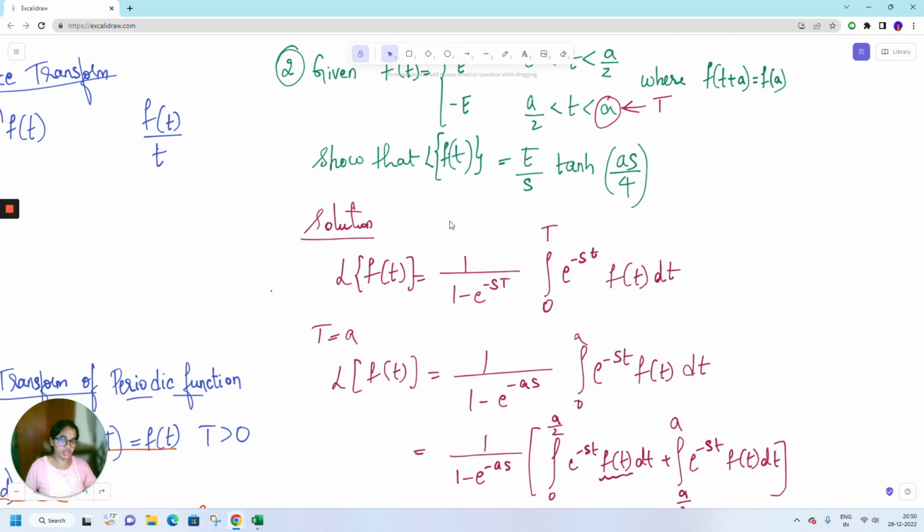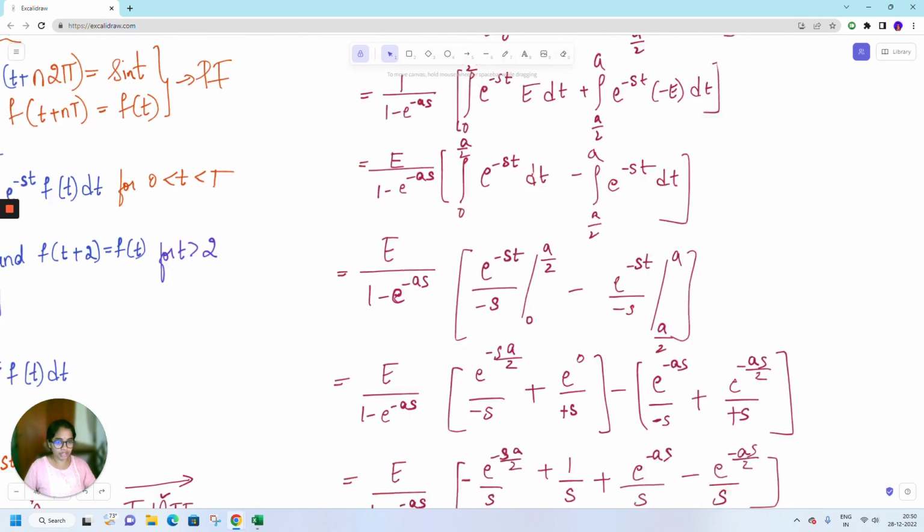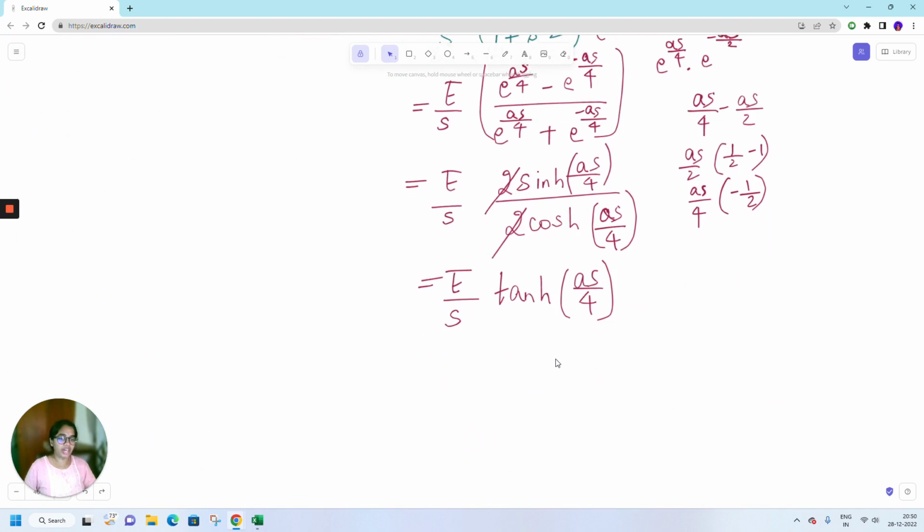If they have asked you to show something like this, as in this problem where we had to show that, then you would have to simplify your answer a little bit. You would arrive at the expected answer. Okay, so that is it for today's class. Thank you.